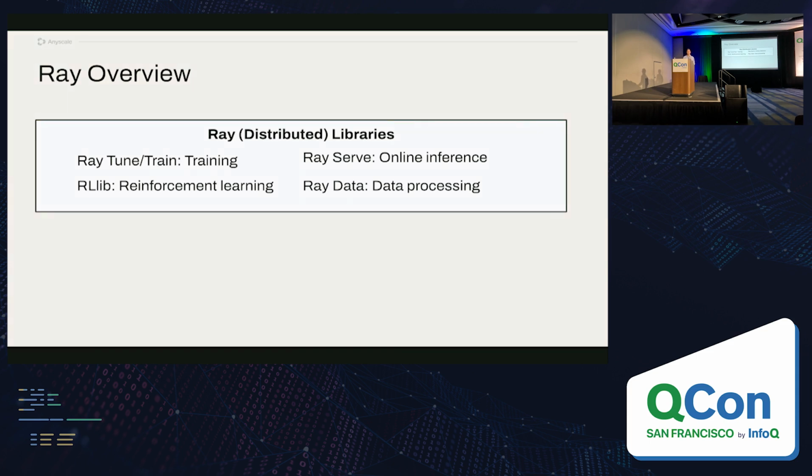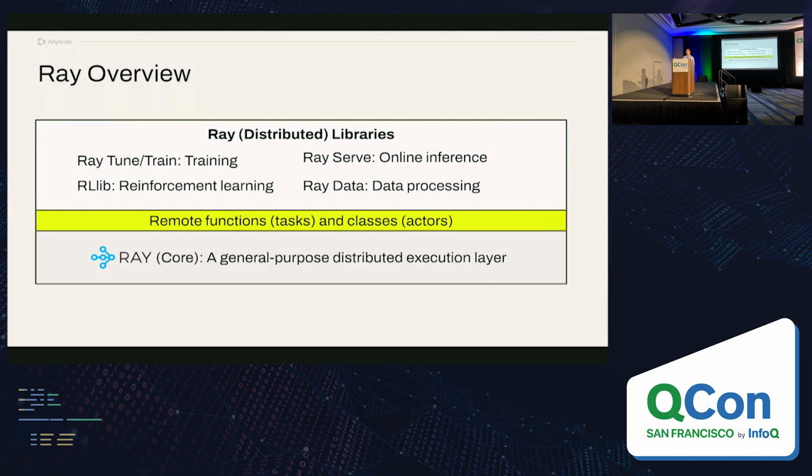All of those applications are implemented for different functionalities, but the common part of them is to deal with large scalability. So at the bottom, we have the remote functions and classes. We call that tasks and actors. And then Ray Core, which is a general-purpose distributed execution layer to deal with all the task allocation, scheduling, and actor manipulations.